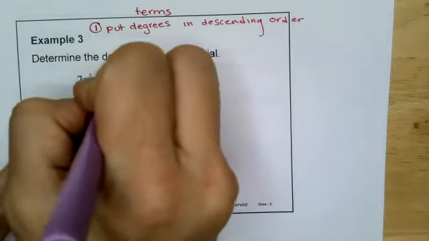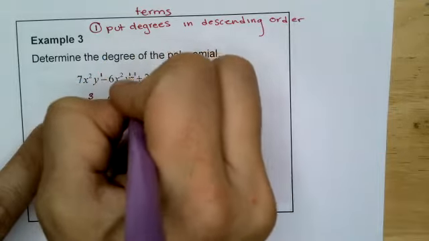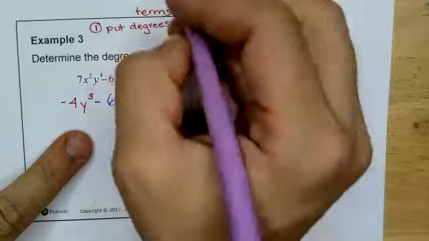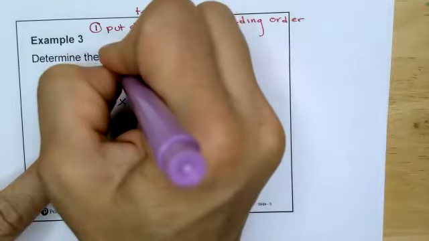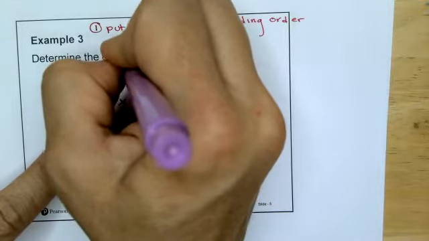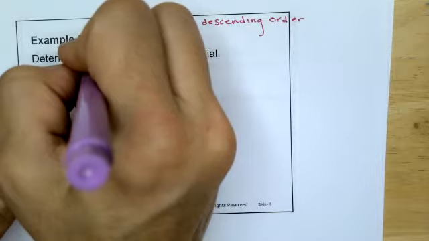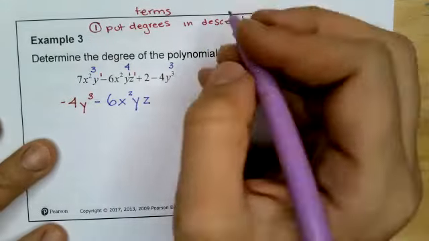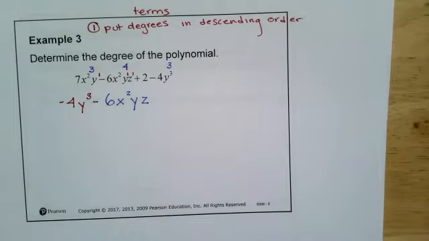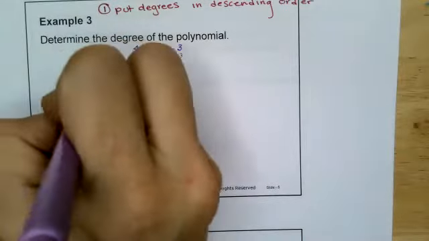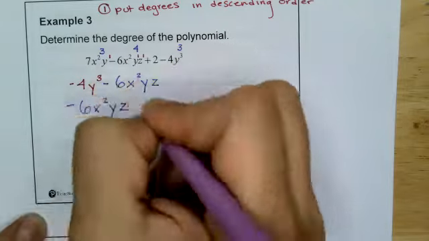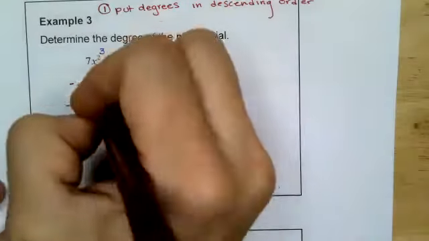I'm going to go x squared y z. Sorry, we should have counted these. So this is a third. This is a fourth. And this is a third. Good. So actually, I'm wrong. Let's lead with that one and then move this one.